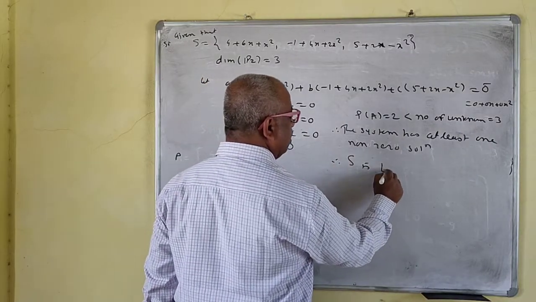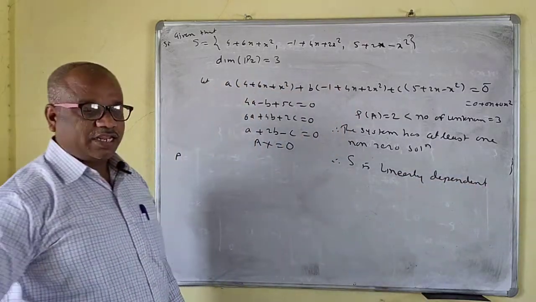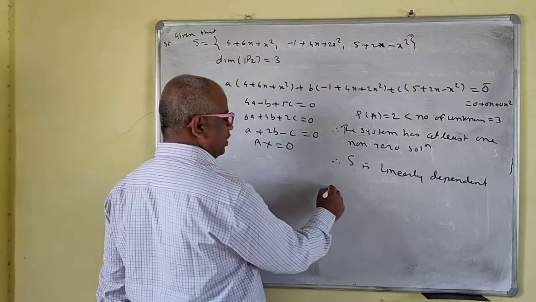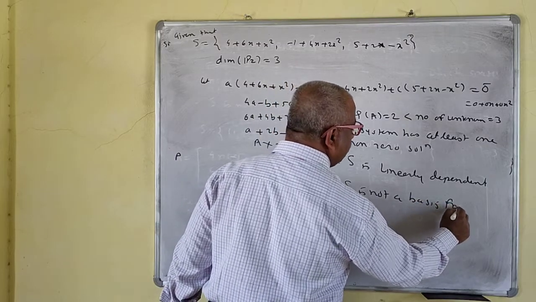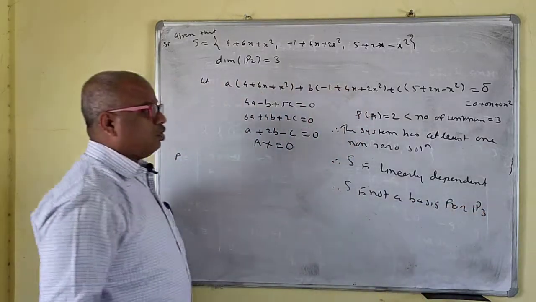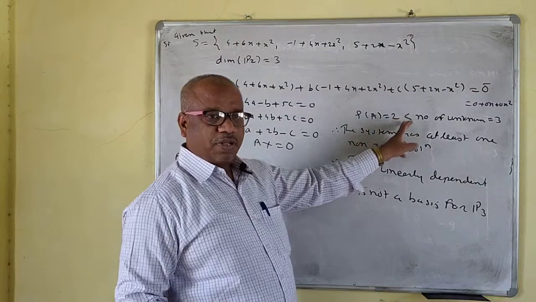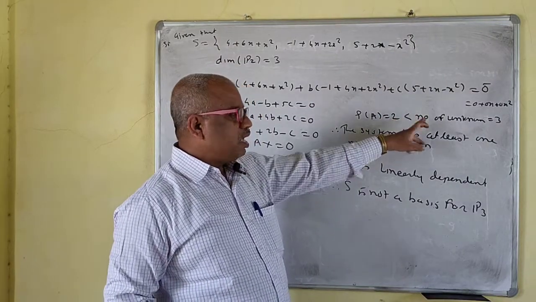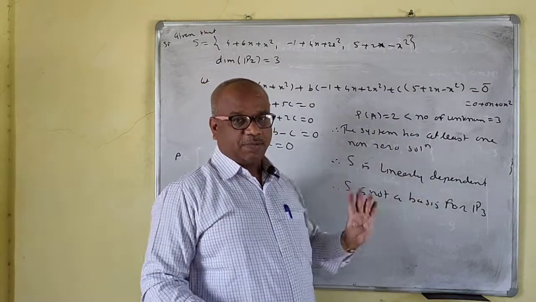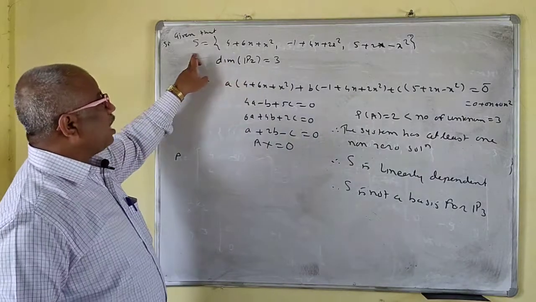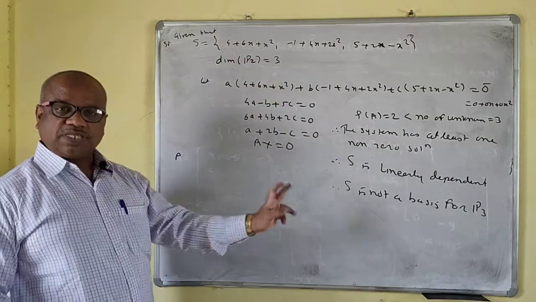Therefore, S is linearly dependent. And since S is linearly dependent, it is not a basis. It is not a basis for P3. Suppose by chance you get rank of A equal to 3, equal to the number of unknowns. Then the system has only the zero solution. Therefore, S is linearly independent. So S is a linearly independent set containing 3 vectors, and the dimension of P3 is equal to 3. Therefore, S is a basis for P3.